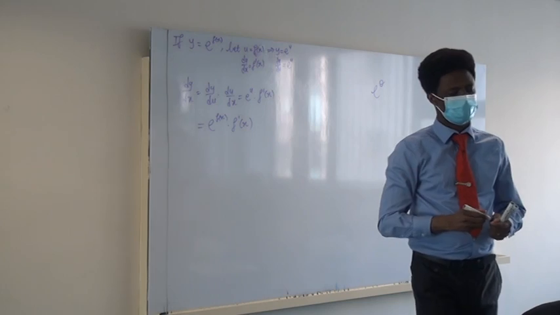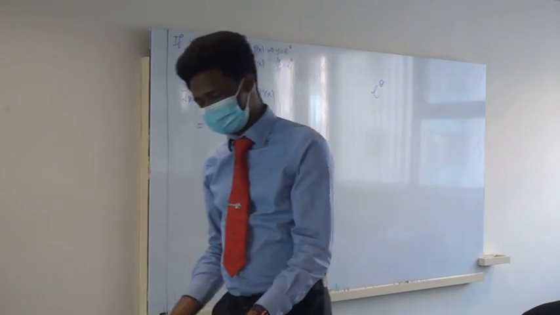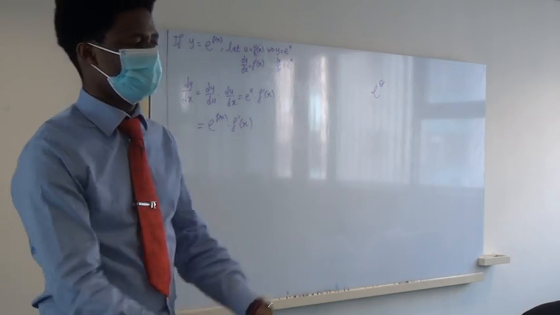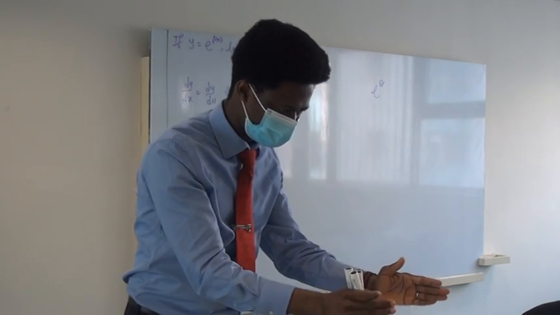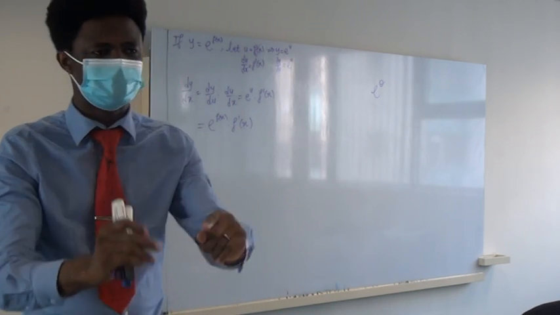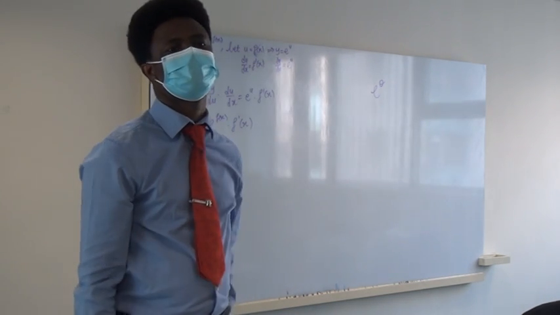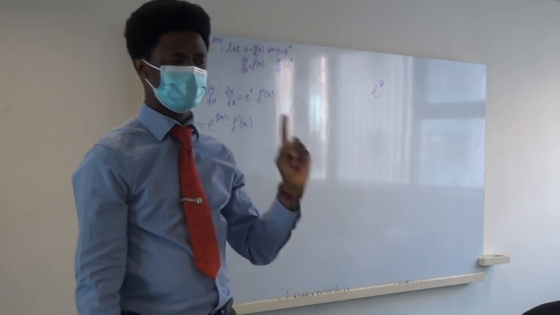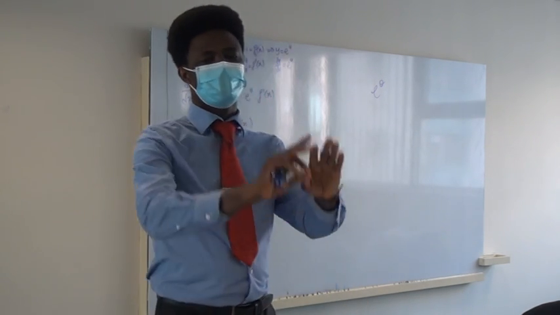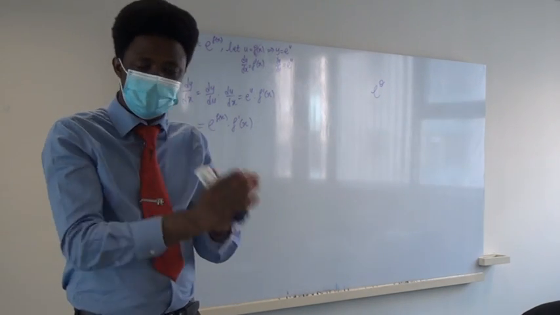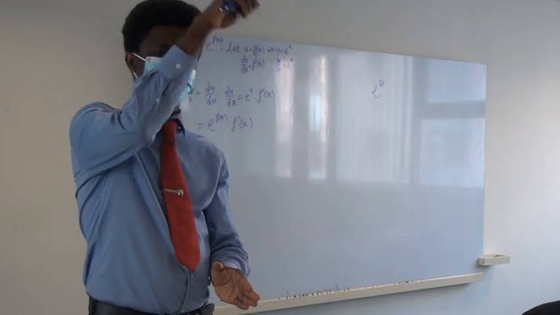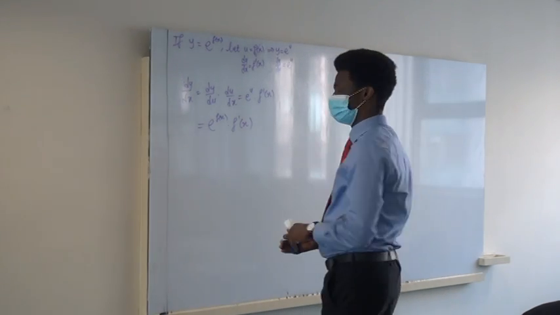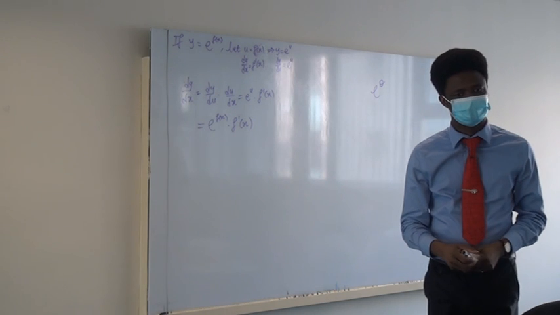What does this mean? It means to differentiate an exponential function with base e, all you have to do is copy and paste the function back and multiply by the derivative of the power. That's the easiest way to understand it. If you have exponential with base e, copy the function as it is first, then multiply by the derivative of the power. Of course, you don't need to memorize this because it's in your formula booklet.